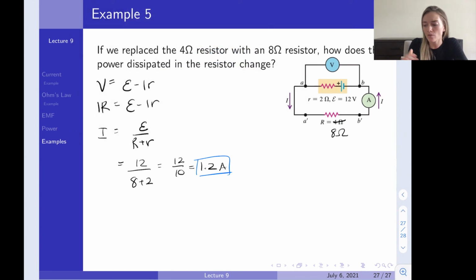That's basically because if you increase the resistance along your circuit, it's harder for charge to flow through this circuit. So it makes sense that our current should decrease because less charge can get through. It's harder for charge to move around our circuit now. So now we can figure out how much power was dissipated through this resistor. We just do the same P equals I squared capital R. I is 1.2 squared, the resistance of that big resistor is 8, and this comes out to 12 watts.